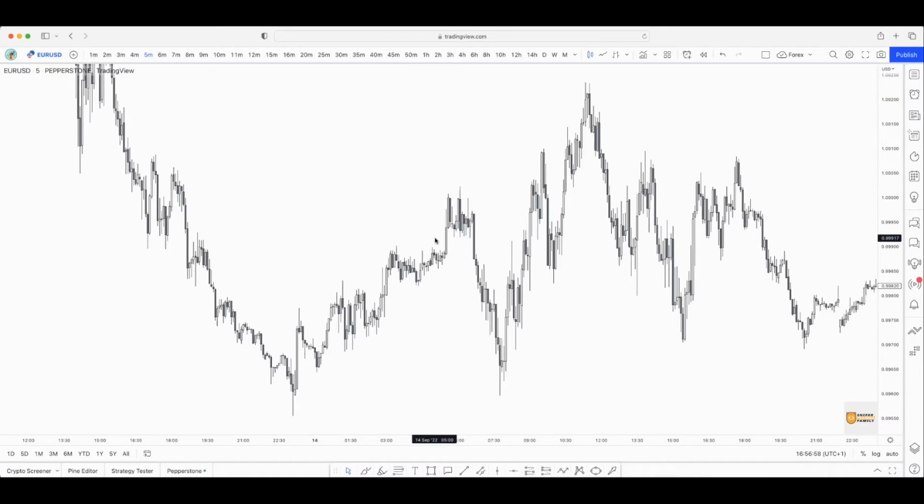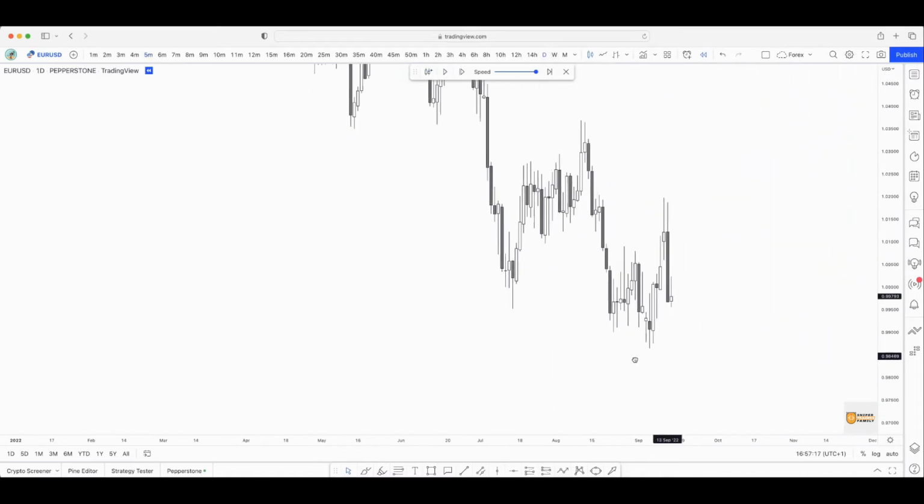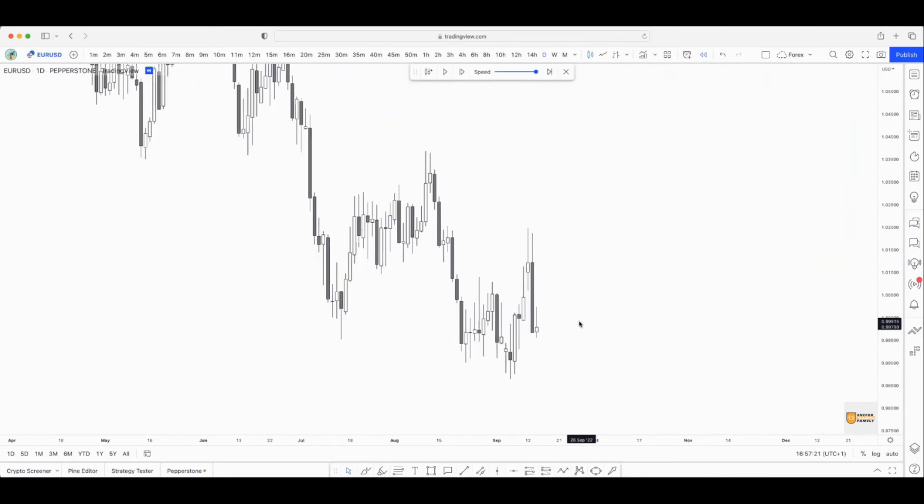So why did I buy? What are the things I saw that made me want to go long on Euro USD? Permit me to use the replay tool quickly so we can cut all of this and go to the daily time frame. That was September 14. So it was actually the trade idea.